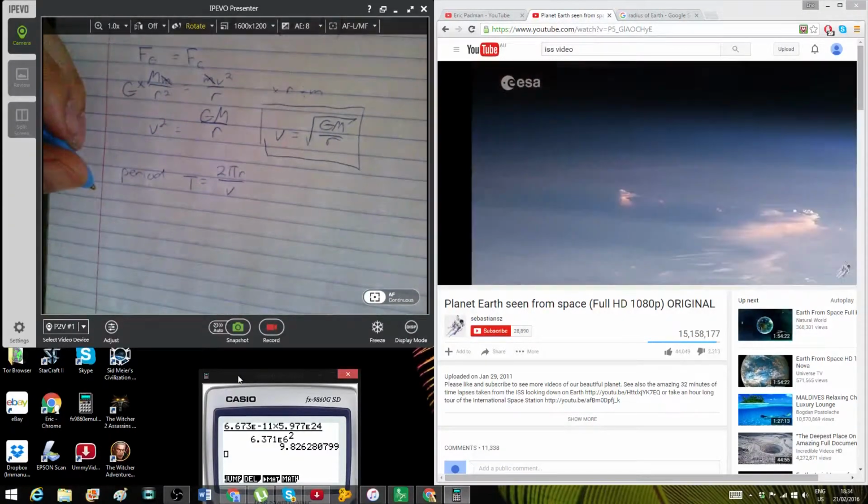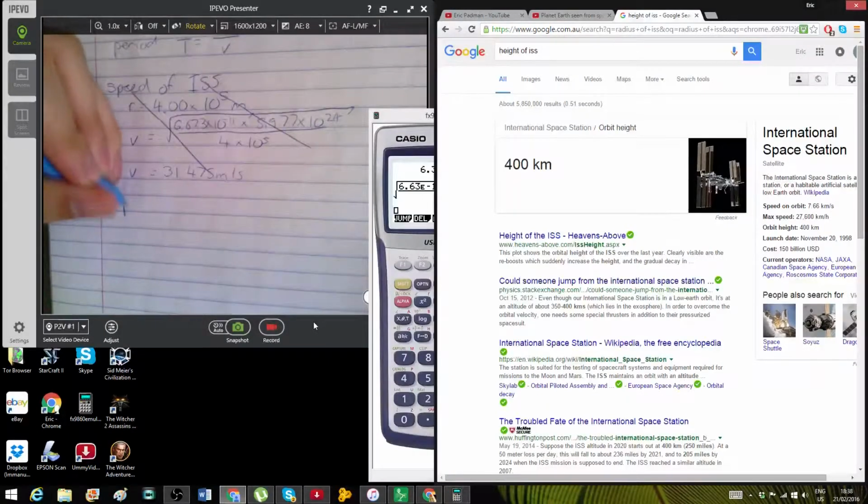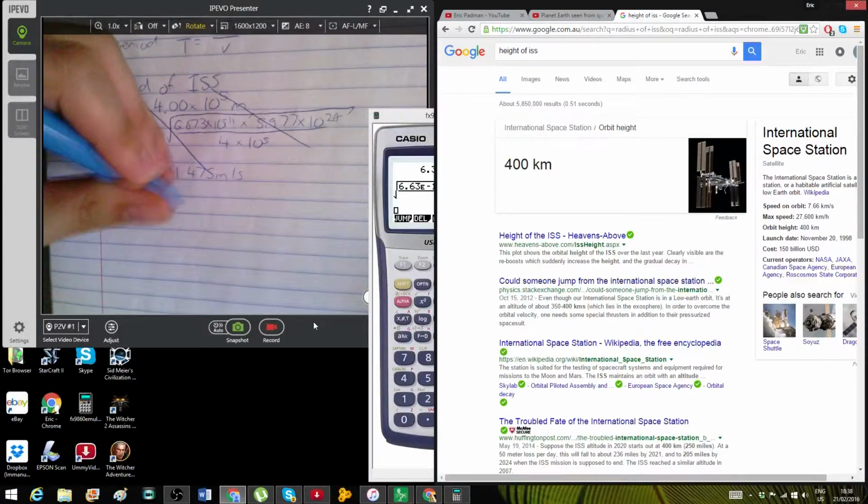Let's have a look at the International Space Station. All right, so I've got the radius of it, so I'm going to look at the speed. I've edited my mistake out, and I'm going to redo this.